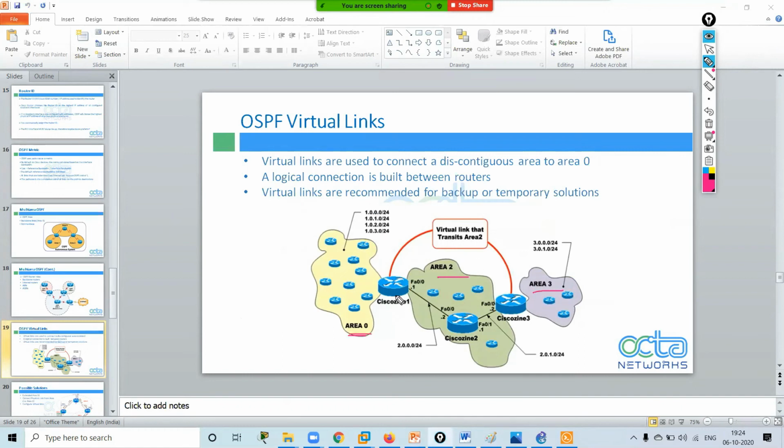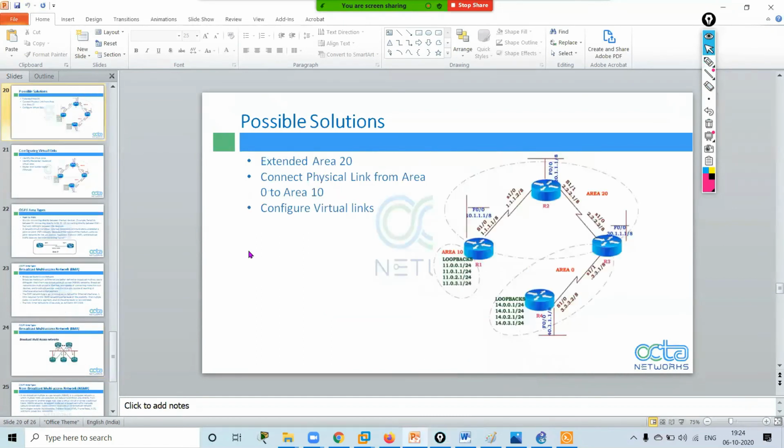So what I can do, either I can connect a physical link between these two areas, or I can extend this area 2, or I can have a virtual link. See, these are the three solutions over here.